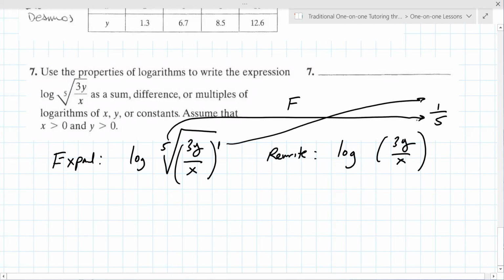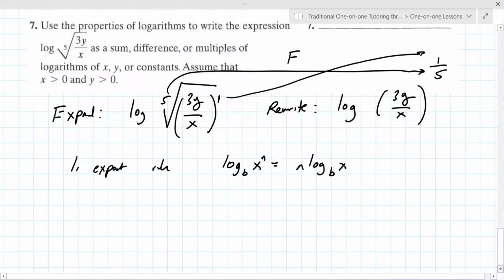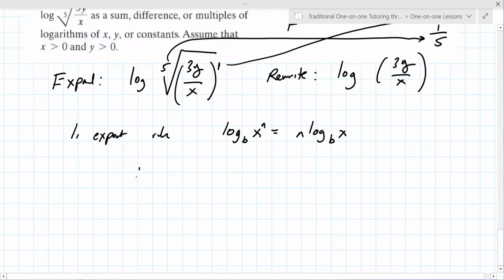So the first thing I would use is the exponent rule for this, which is log base b of x to the n equals n log base b of x. And in short, you basically bring that 1/5 out in front. So it becomes 1/5 log 3y over x.